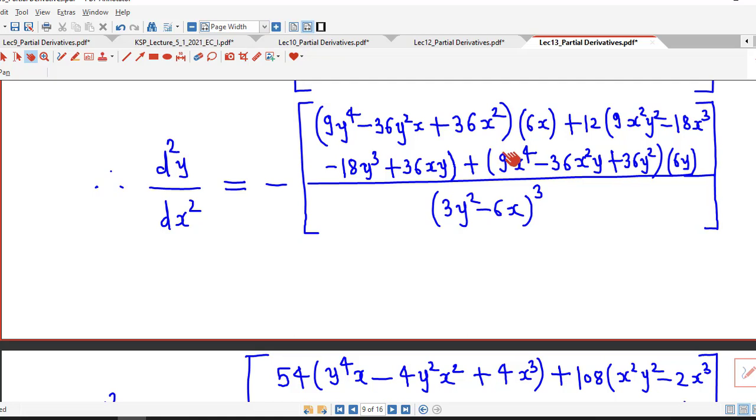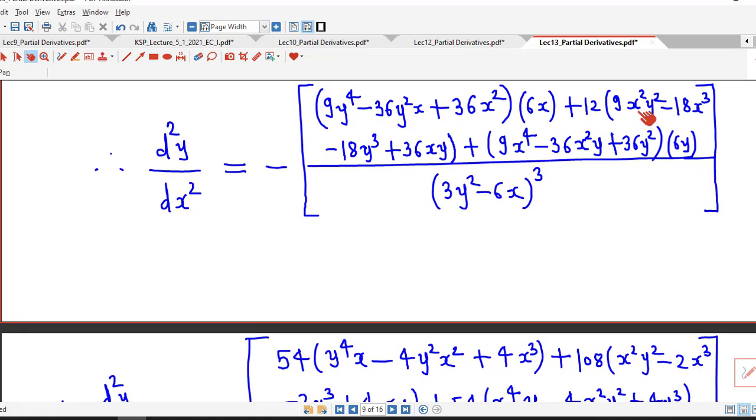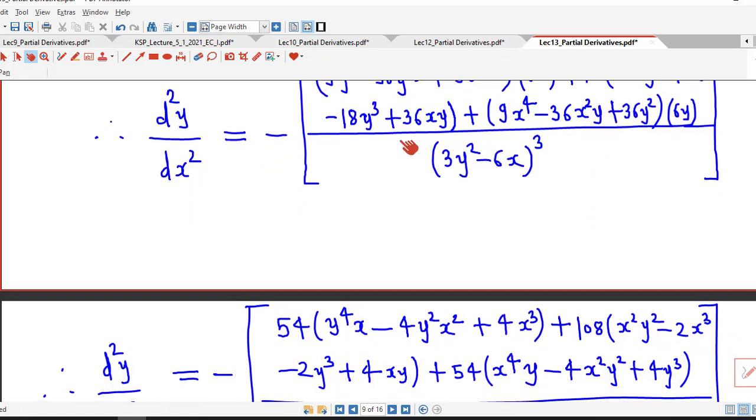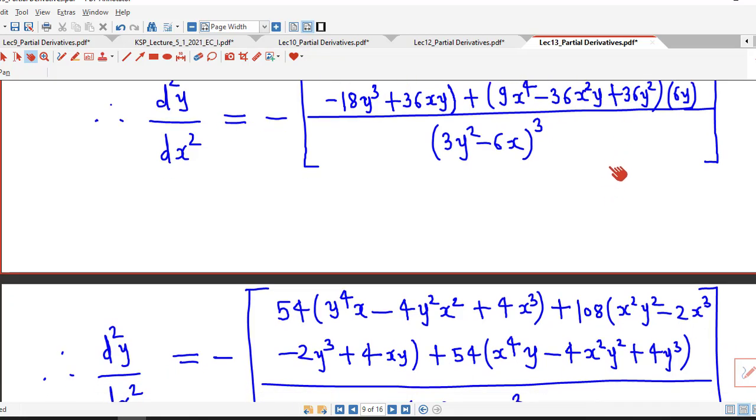Similarly we take 9 common, so that will be multiplied with 12, which is 12 into 9, 108, and after taking 9 common, we are left with x square y square minus 2x cube minus 2y cube, which is written here, plus 4xy. Here we take 9 common, and if we multiply that 9 with 6, we will have 54, and we multiply remaining terms in the bracket by y, so we obtain x raised to 4y minus 4x square y square plus 4y cube.